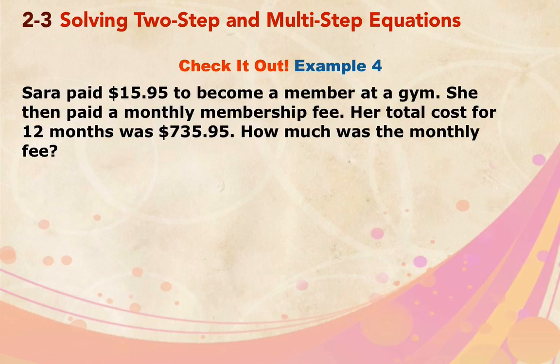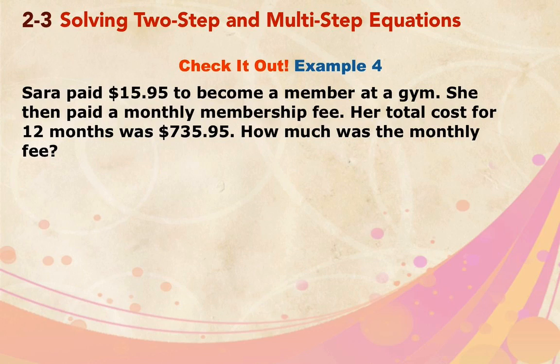So in this example here, Sarah paid $15.95 to become a member of the gym. Typical, that's normal, that's how most gyms do it. She then paid a monthly membership fee, which most gyms do as well. Her total cost for 12 months was $735.95. How much was the monthly fee?